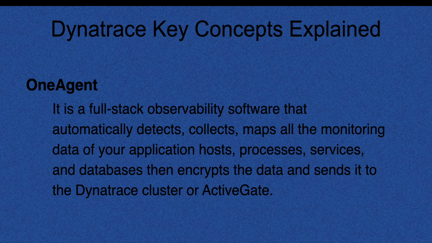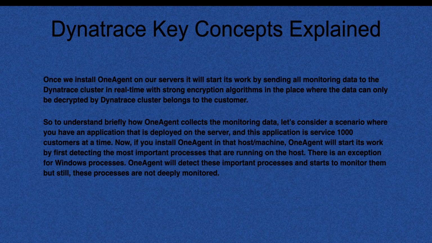If you compare it with OneAgent, it automatically detects, collects, and maps the monitoring data for your application, host, process, services, and database as well, and it will encrypt the data and send it to the Dynatrace cluster or ActiveGate. So there are only two ways you can send the data. Once the agent is installed, it will start sending all monitoring data to your Dynatrace cluster in real time with a strong encryption algorithm. If anyone asks what kind of encryption or algorithm Dynatrace uses, we will discuss it in depth in the details.